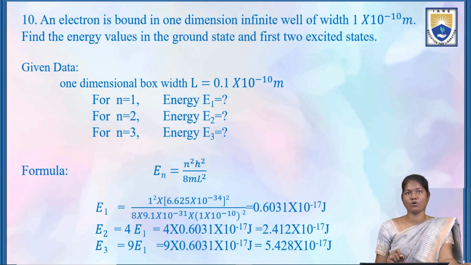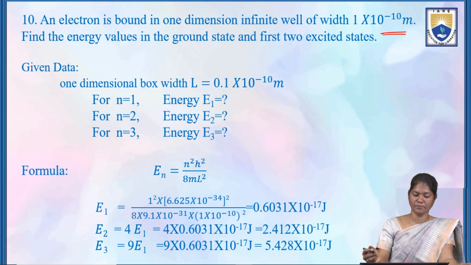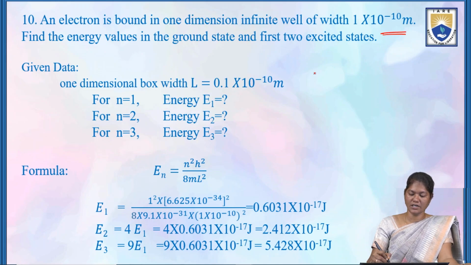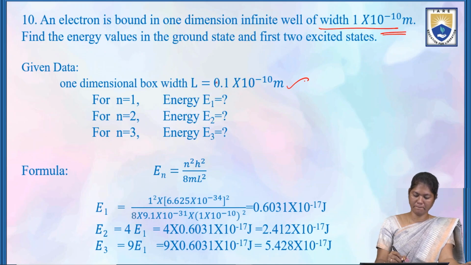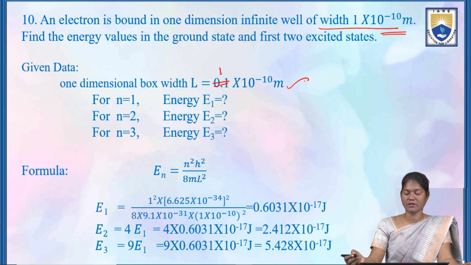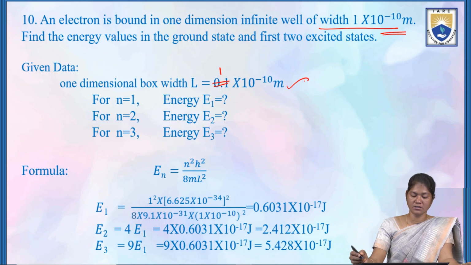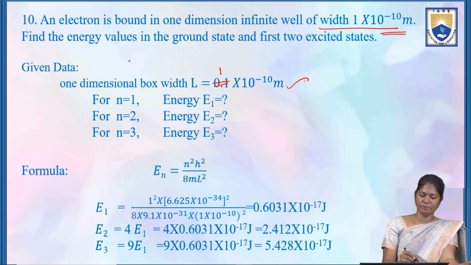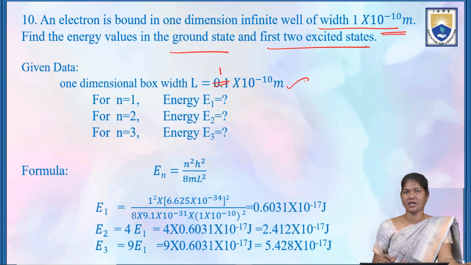Next, an electron is bound in a one dimension infinite well of width 1 into 10 power minus 10 meters. Find the energy values in the ground state and first two excited states. So the given data is width 1 into 10 power minus 10 meters, and we have to calculate the ground state energy and first two excited state energies.